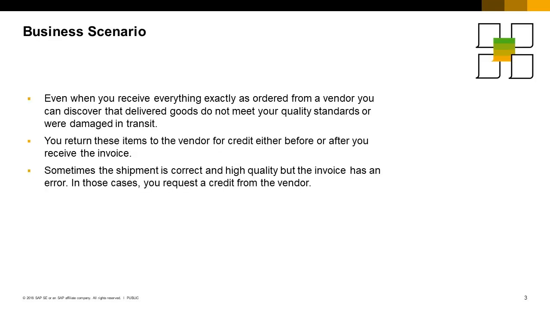Even when you receive everything exactly as ordered from a vendor, you can discover that delivered goods do not meet your quality standards or were damaged in transit. You return these items to the vendor for credit either before or after you receive the invoice. Sometimes the shipment is correct and high quality, but the invoice has an error. In those cases, you request a credit from the vendor. We will examine the options available in SAP Business One for returning poor quality items or damaged goods and for correcting a vendor's invoice.